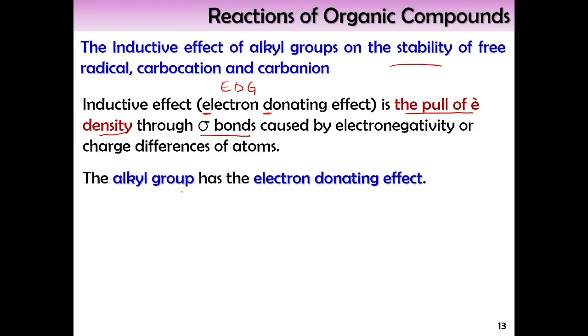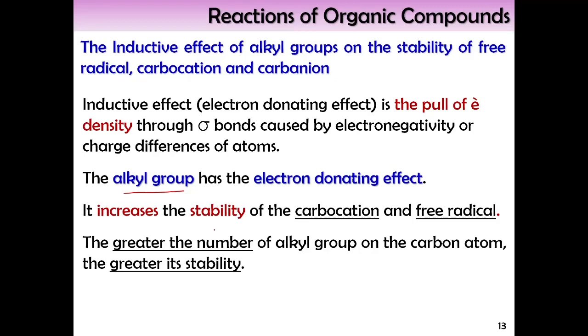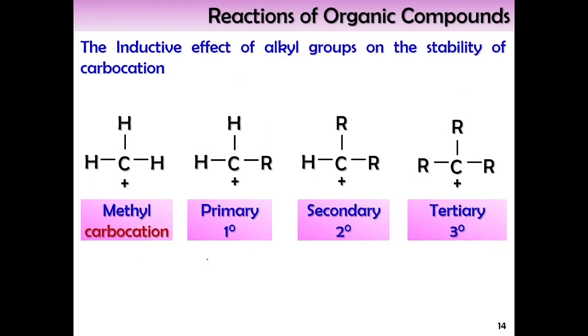The alkyl group is an electron donating group. Any alkyl group, whether methyl, ethyl, propyl, and so on, as long as it is an alkyl group, it will have an electron donating effect, because it is an EDG, an electron donating group. Due to the presence of the EDG, or alkyl group, it increases the stability. The greater the number of alkyl groups on the carbon atom, the greater its stability. So let's see the stability.